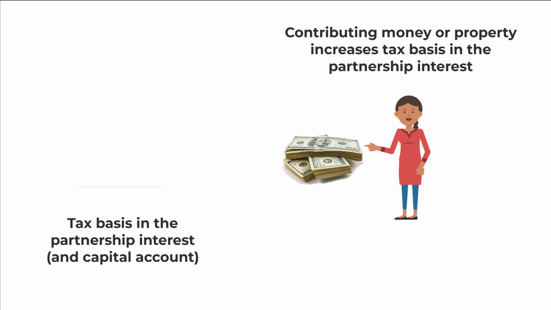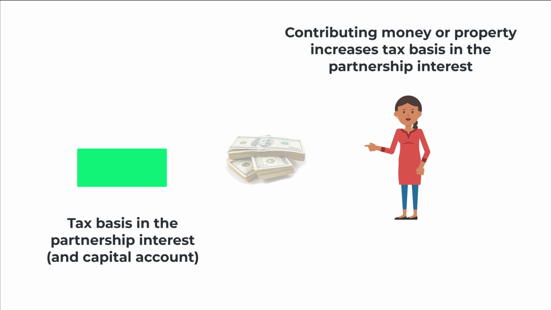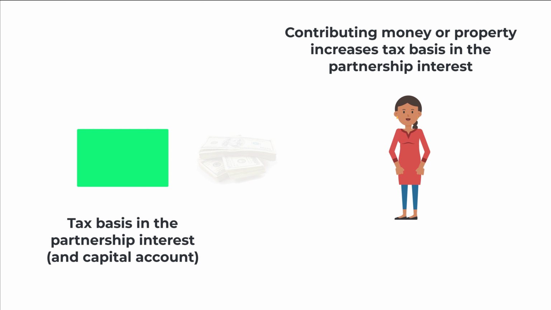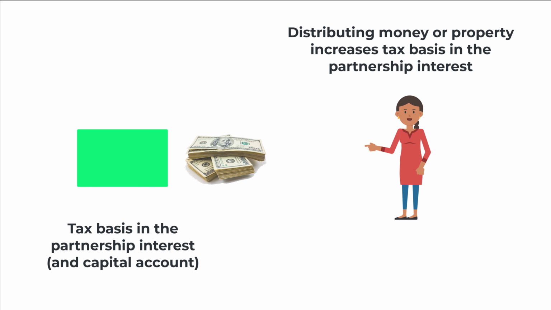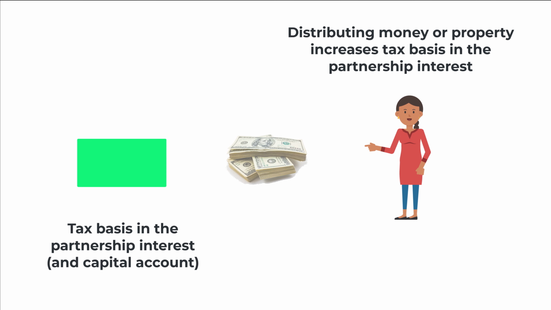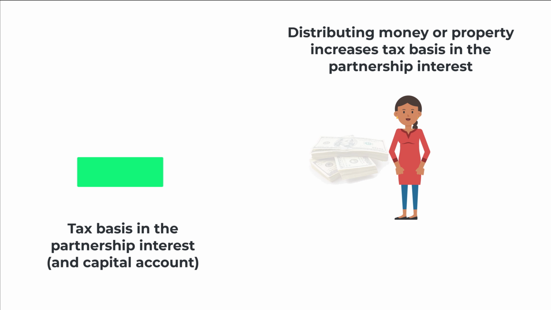When a partner contributes cash or property to a partnership, the tax basis gets larger. Simultaneously, the partner's capital account gets larger. When a partner takes a distribution of cash or property from a partnership, tax basis gets smaller. Simultaneously, the partner's capital account gets smaller.